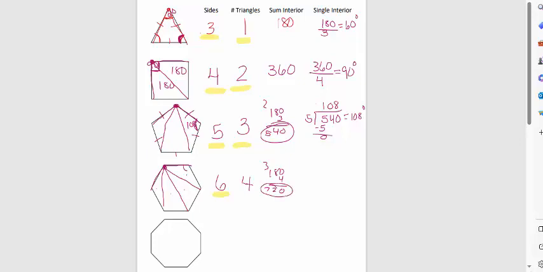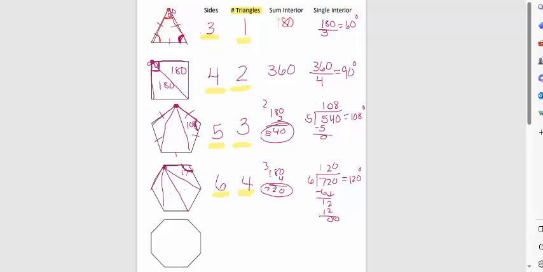And if we wanted to know the measure for just one of those angles, because it's a regular polygon, all the sides and all the angles there are the same, we would do 720 divided by the number of angles. So 120 degrees for each of these angles here. All right, do you notice the pattern now? If you didn't see it before, do you see it now? The number of triangles is always 2 less than the number of sides.